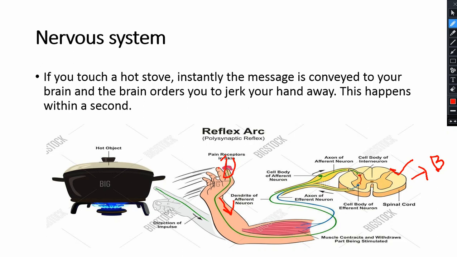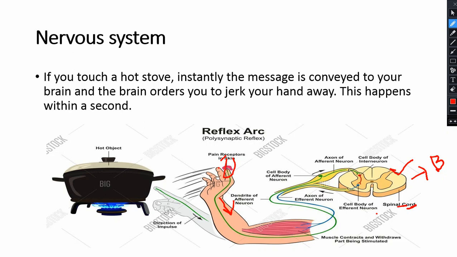Your brain reads that message and interprets it. So the brain knows that, oh, the person has touched a hot stove, so that person needs to move his hand away. So it generates the response to that message. And that response is also in the form of a nerve impulse, and that response is to remove your hand from that hot stove. So this response is also coming back through the spinal cord.